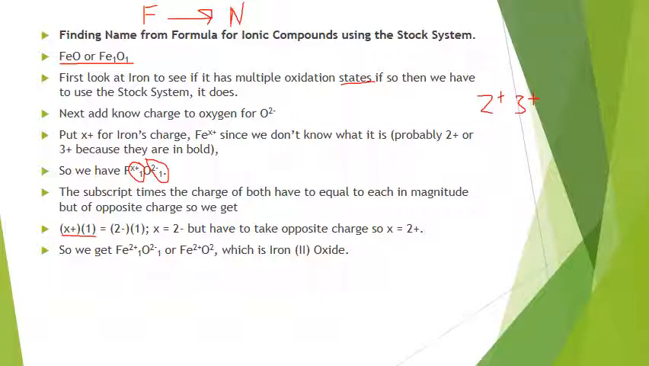The charges balance out. So X plus times 1 has to equal 2 minus times 1, and so X equals 2 minus, but we have to switch the charge to 2 plus. Okay, so that means that iron is 2 plus. All right, and you can see that this is what the formula is, and it's the same as this up here. And this would be iron 2 oxide, because that's a 2 plus oxide.